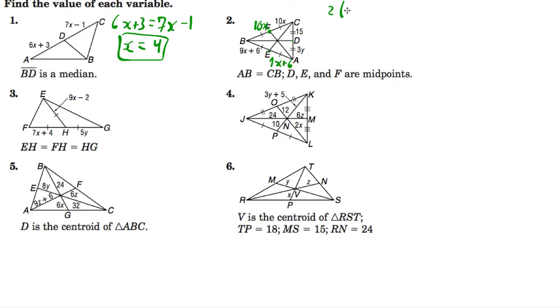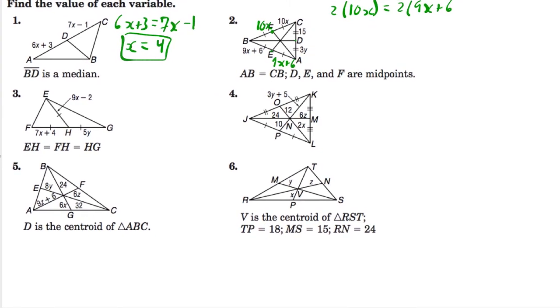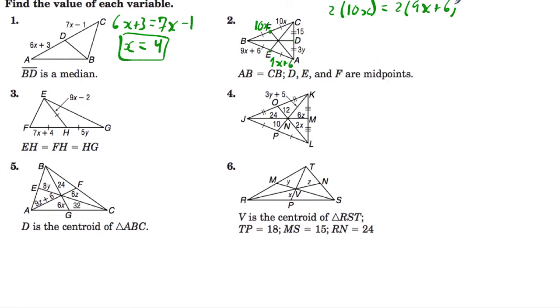So we know that 2 times 10x is equal to 2 times 9x plus 6. That 2 times is a little bit unnecessary there, because we're just going to divide it out, and we get that 10x is equal to 9x plus 6, which means that x is equal to 6. And we also know that 3y is equal to 15, so that means that y is equal to 5.